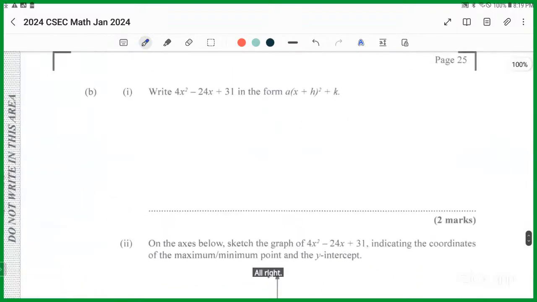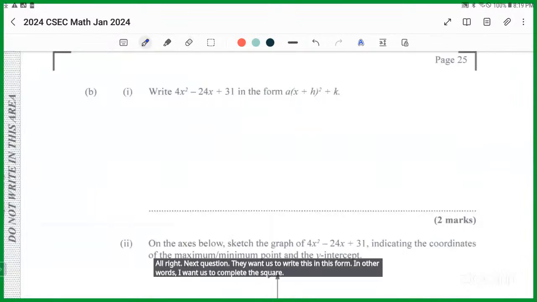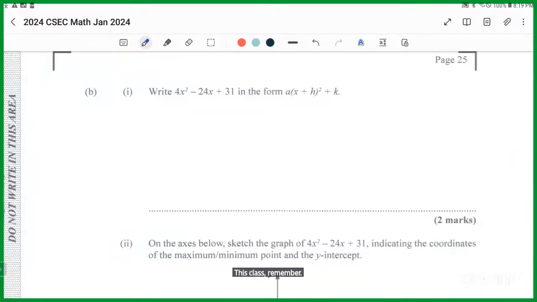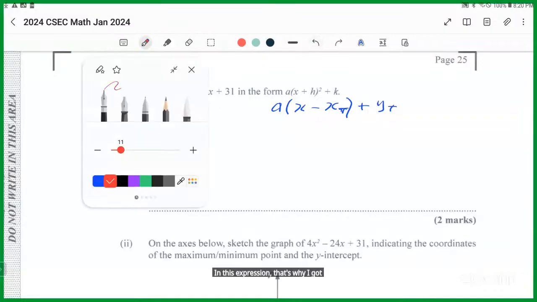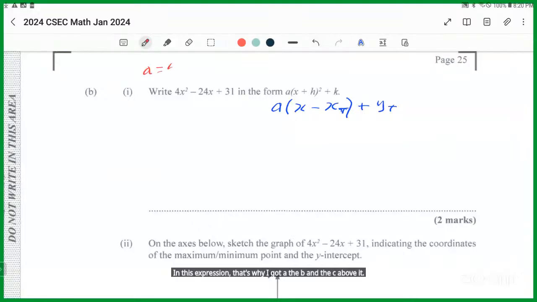Next question. They want us to write this in this form. In other words, they want us to complete the square. Remember, the method we use for this is a into x minus xt, t meaning turning point, plus yt. Our xt is minus b over 2a. In this expression, let's write out the a, the b, and the c above it. The a is equal to 4, that's the coefficient of the x squared. The b is equal to negative 24, that's the coefficient of the x. The c is equal to this 31 right here, 31.